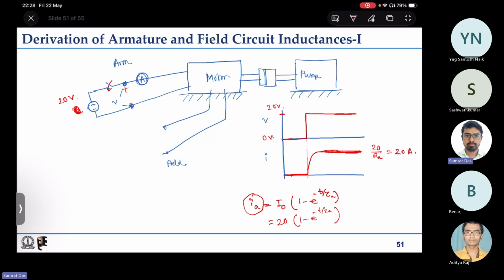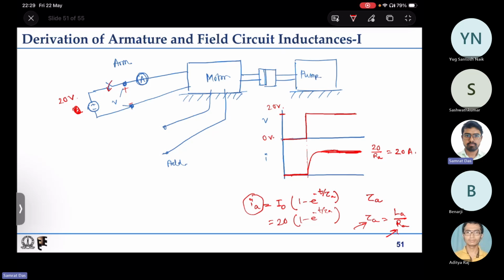We have this equation. By fitting this, it is possible for us to find the time constant. What is the time constant tau a from this waveform? And tau a, we know, for the armature winding, which is a series resistance and inductance, is nothing but La by Ra. We already know Ra, and we know tau a, so it is possible for us to find what the La value is.